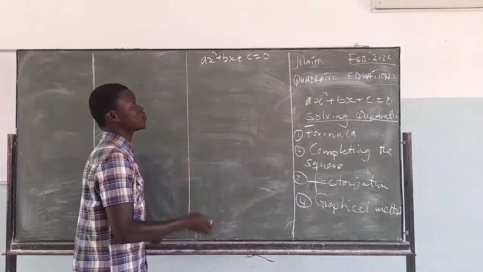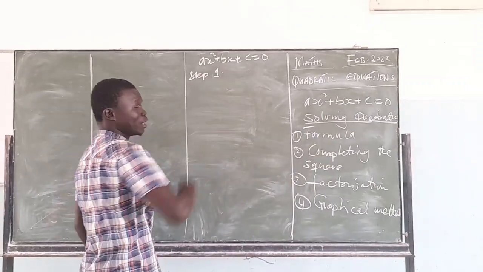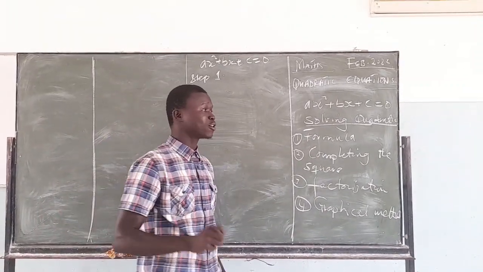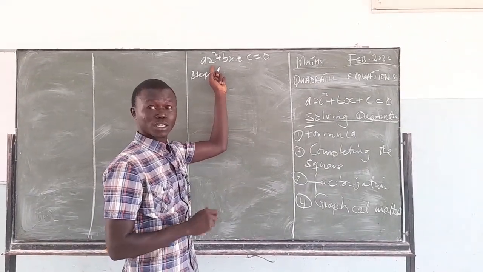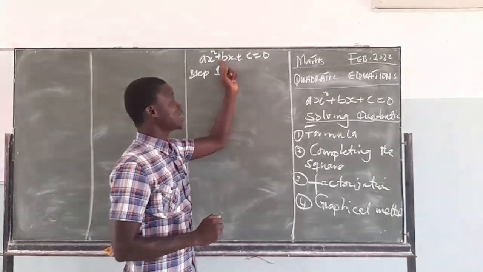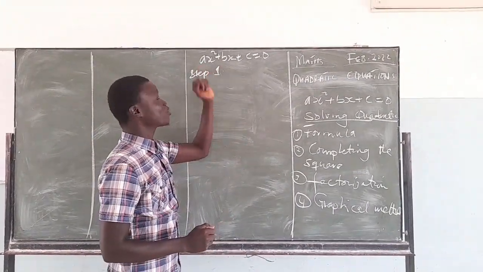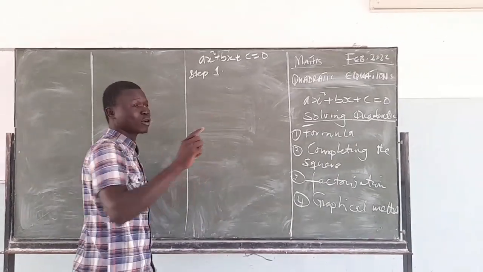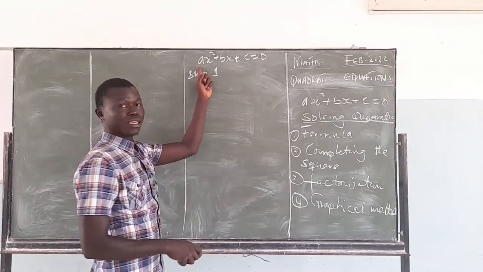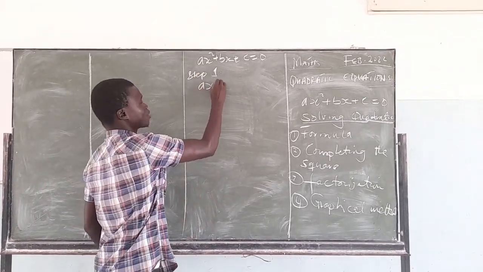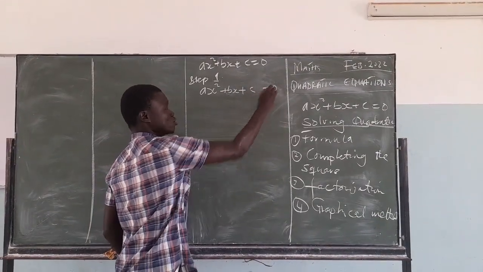Step 1: try to make sure that the coefficient of x squared is 1. Looking at here, the coefficient of x squared is a. Sorry, the coefficient of x is b, not 1. So how can we make sure the coefficient of x squared is 1? That is by dividing everything by a. Since we have ax squared plus bx plus c equals 0, let's divide everything by a.